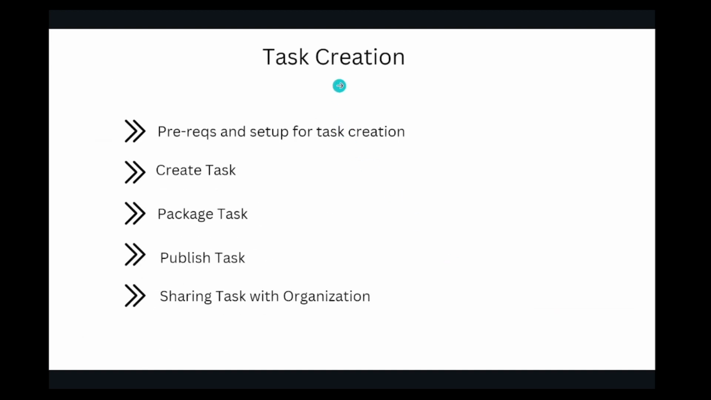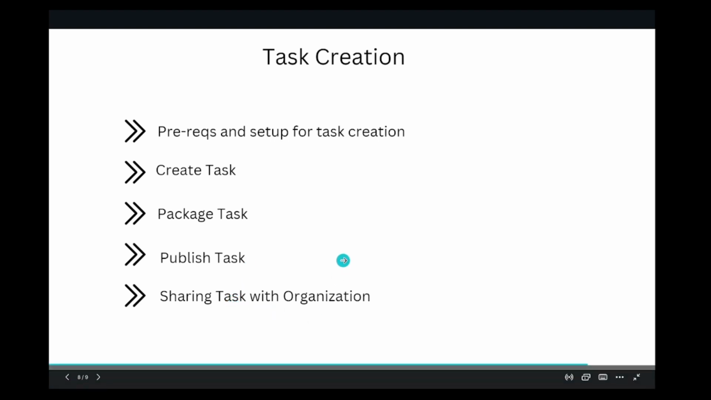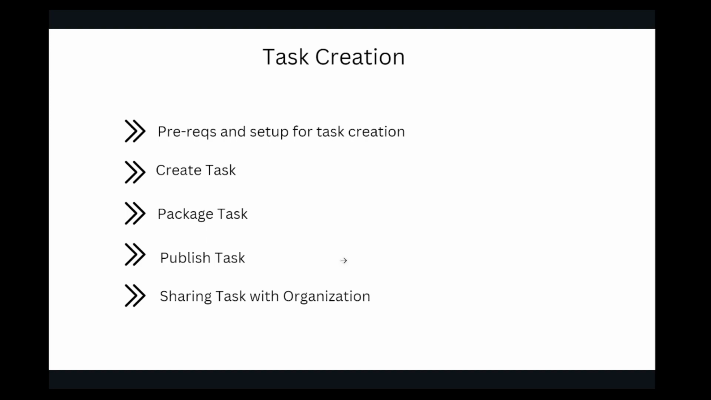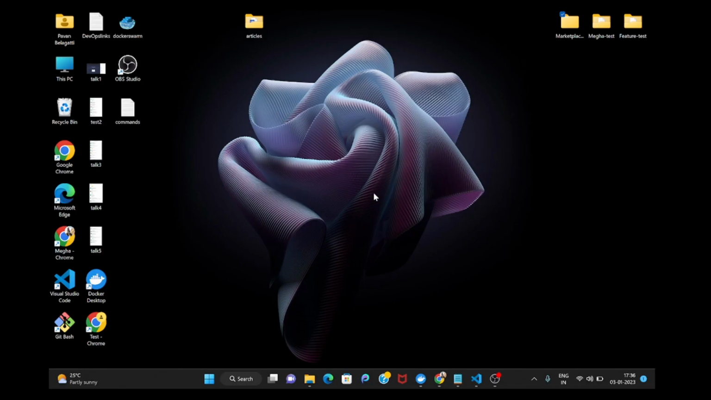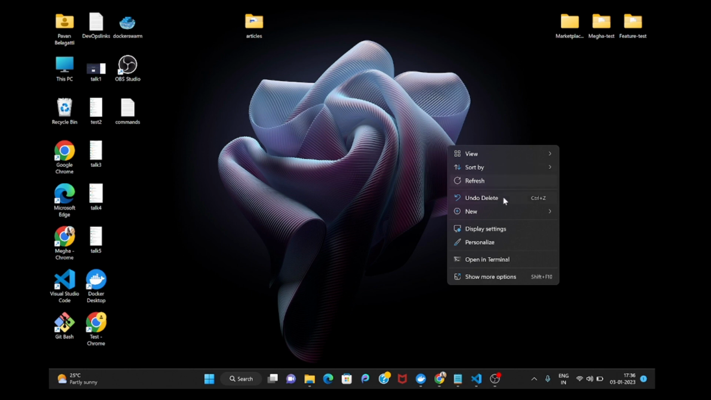And finally, this is the task creation. So this defines what we are going to perform today. First of all, we'll have our prerequisites and all the dependencies installed. Then we'll create a task, package it, and publish it. And finally, we'll share the task with our organization wherever we want to run our pipeline. So let's start.